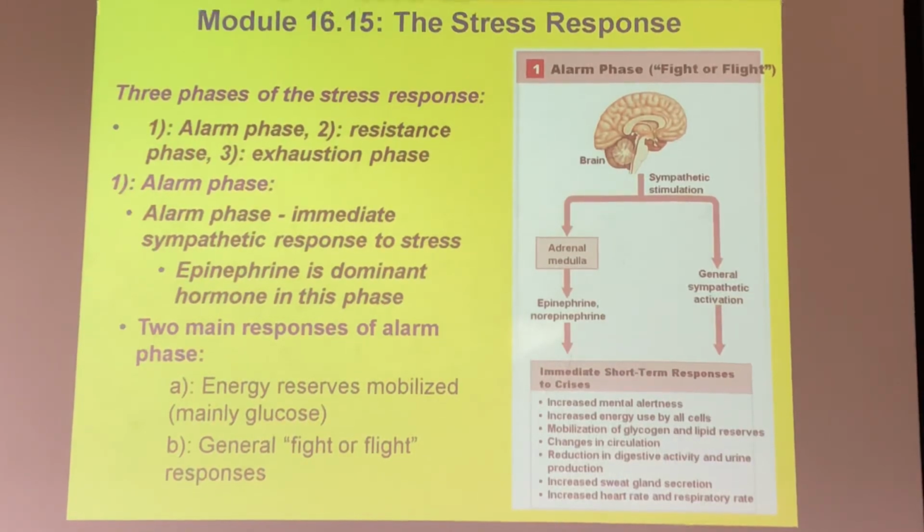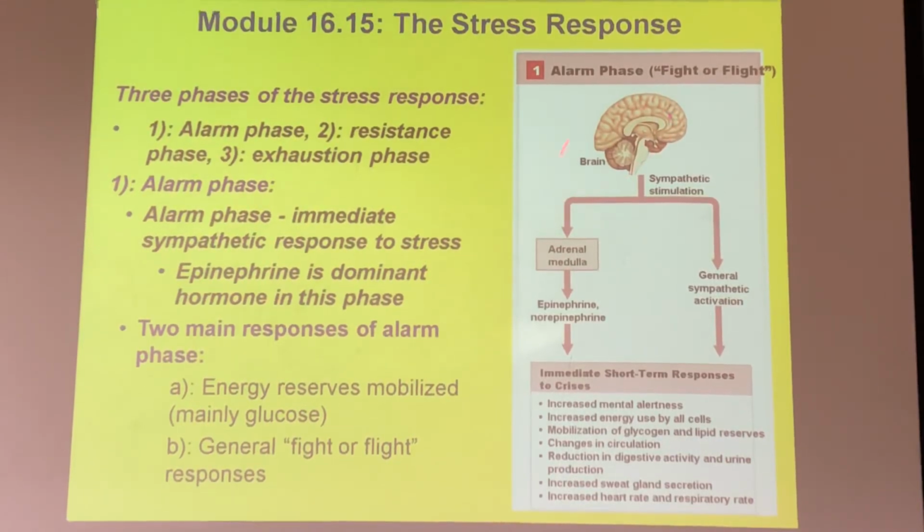I'll go through those. Alarm phase is the immediate sympathetic response to stress. For example, here, this is the alarm phase, it's called fight or flight. The human body is responding for flight or fight. So what hormone is released during this phase? That's what you need to know. Epinephrine is the dominant hormone for this.